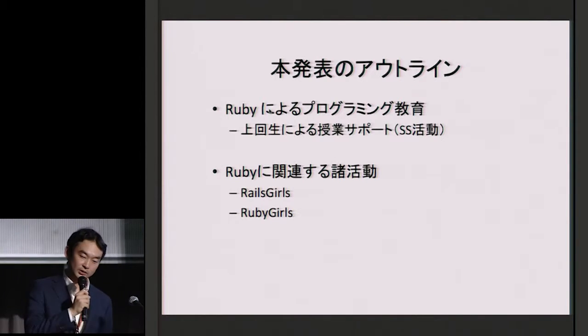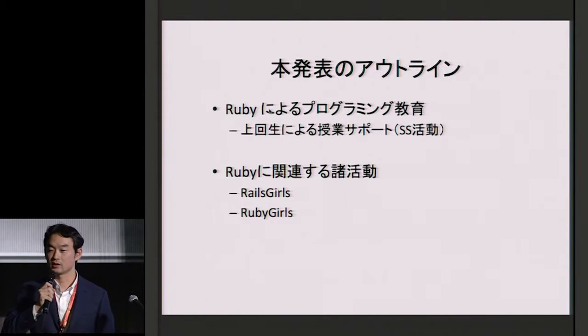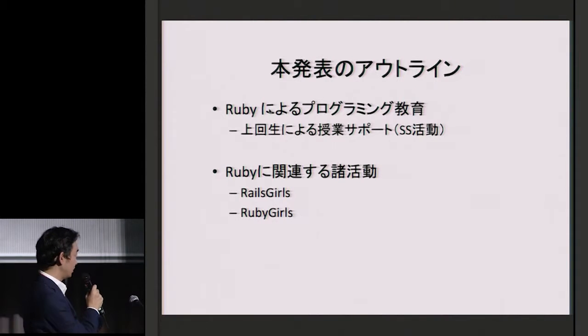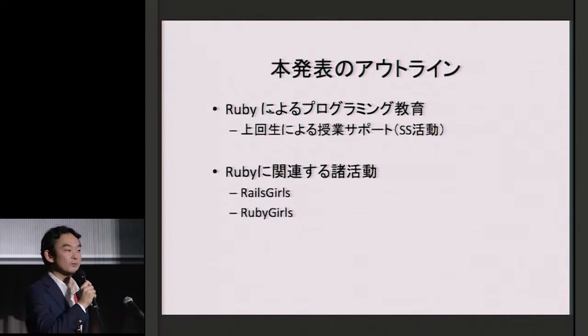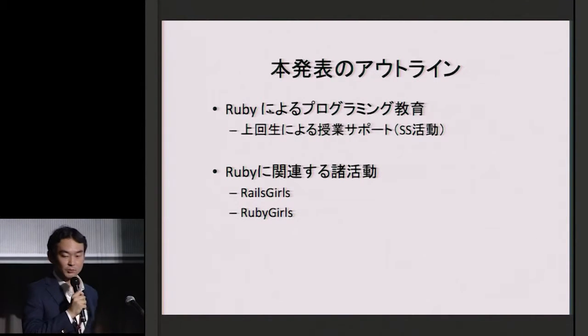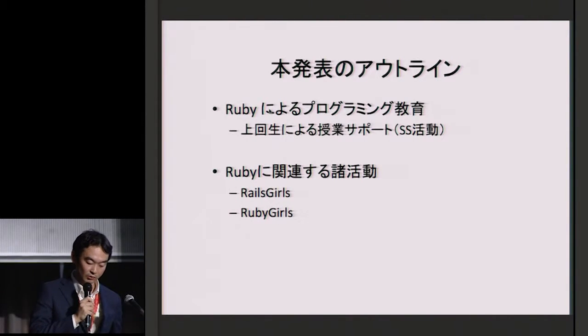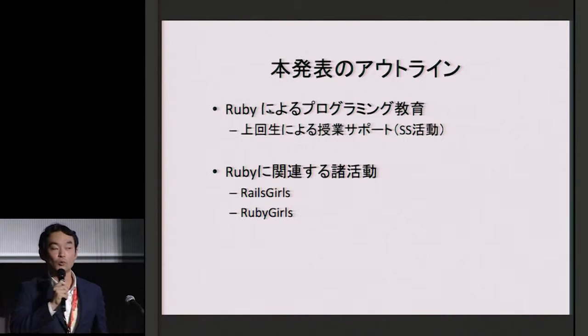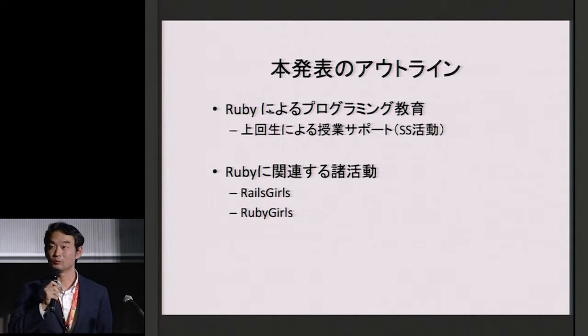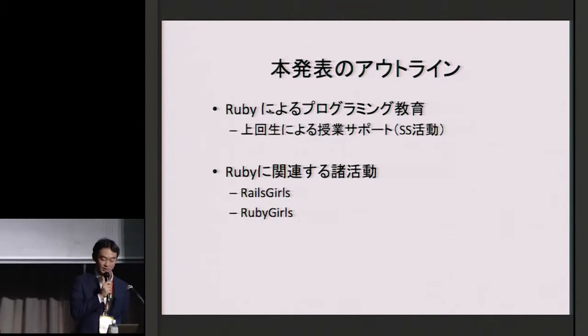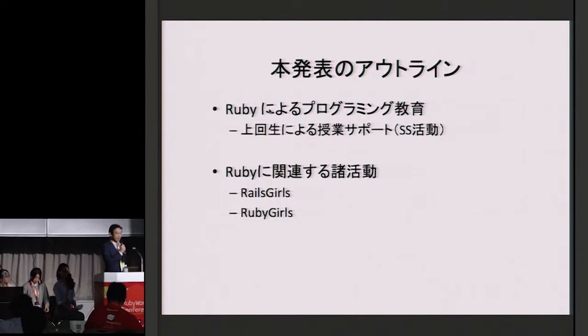Also, after learning Ruby in college, the students start voluntary activities separate from their college classes. Today I'm going to introduce a couple of examples, such as Rails Girls and Ruby Girls. Of course, I could explain by myself. However, my students are participating in this conference, and I hope that they can introduce what they are doing by themselves.